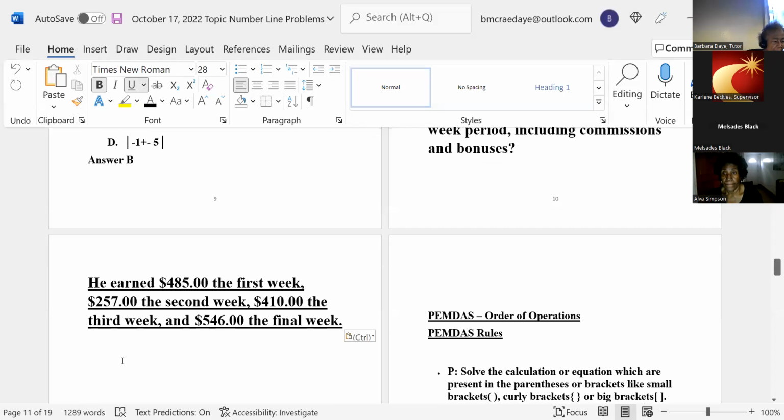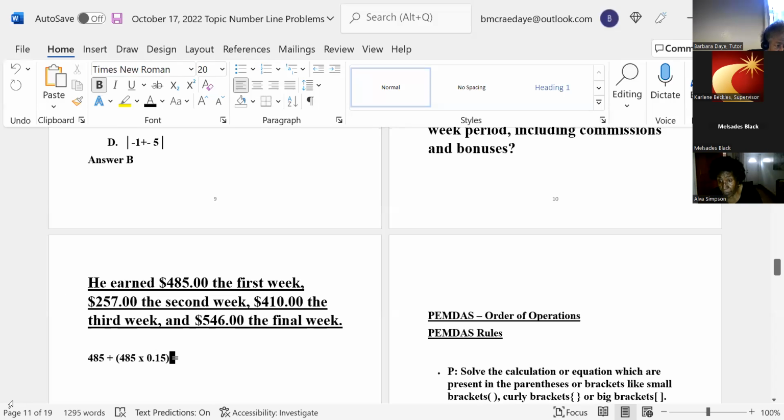So you want to take the 485. You want to take 15% of it, right? So multiply that by 0.15 and then add that to 485. So what it really is: 485 plus 485 times 0.15, and put what you get for that.